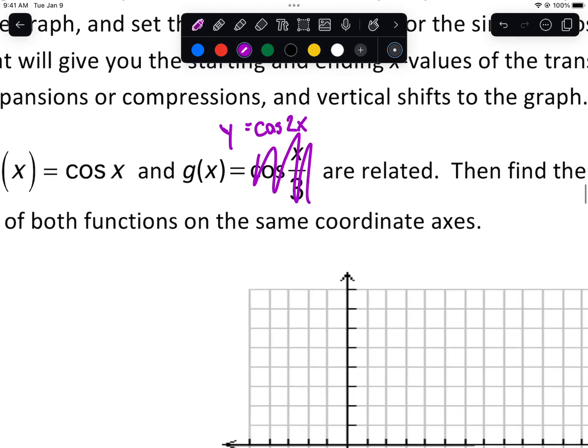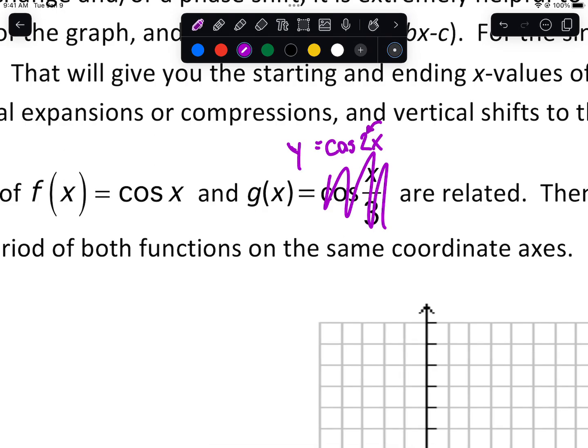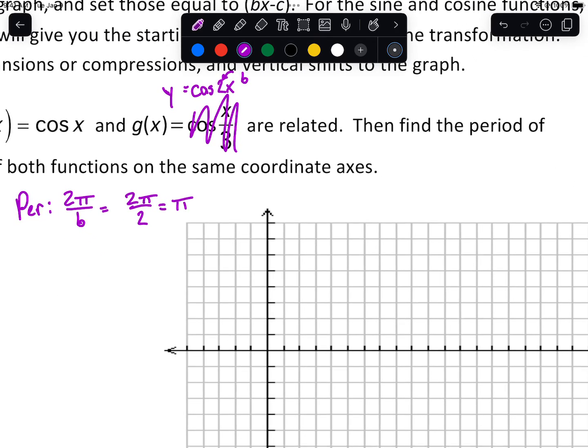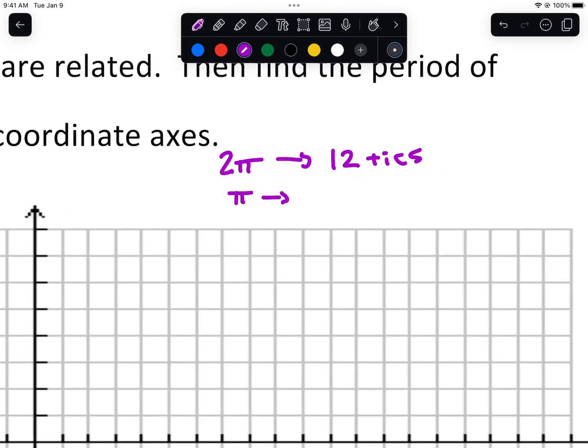So normally this 2 right here, when it's next to x, is going to be your b value. Normally your period formula for sine and cosine is 2 pi over b. So in our case, it's 2 pi over 2, which means the period, the full cycle, should be pi. Usually 2 pi is 12 ticks long, so pi is going to be 6 tick marks wide. That's going to be your period.